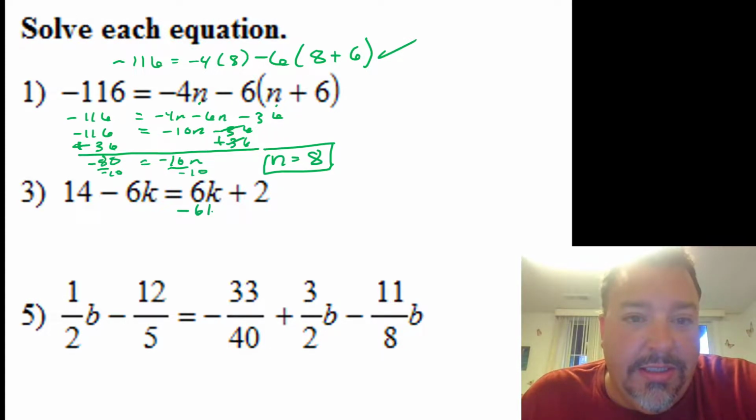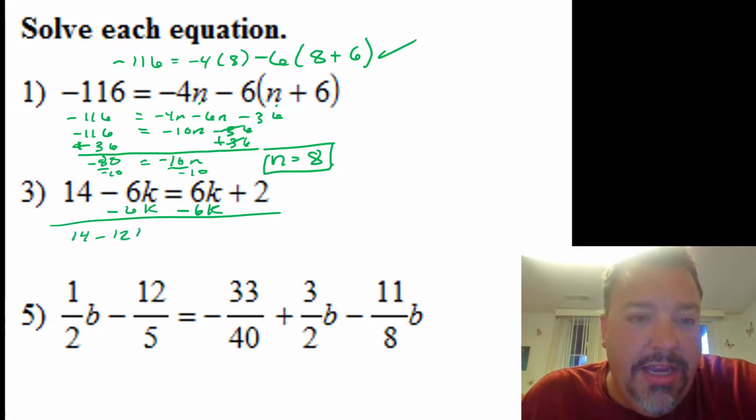So I'm going to get rid of these on the right, and I'm going to subtract 6k here. If I subtract 6k from the right, I've got to subtract 6k from the left. That's going to give us 14 minus 12k equals 2.